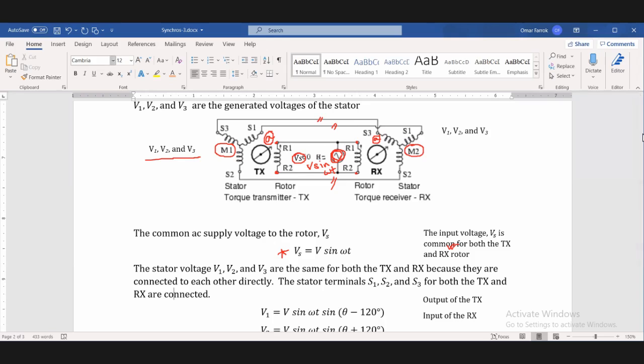So how are they connected? In the previous class we have seen that this is S3. এখানে কি পেলাম আমরা S3 পেলাম, এই S3 টা এবং এই S3 টা কি আছে কানেক্টেড. Similarly S1 and S1 are connected, and S2 and S2 are connected together. What does it mean actually? It means that this is the output of the transmitter, and this output of the transmitter is the input of the receiver side. So I want to explain like this.